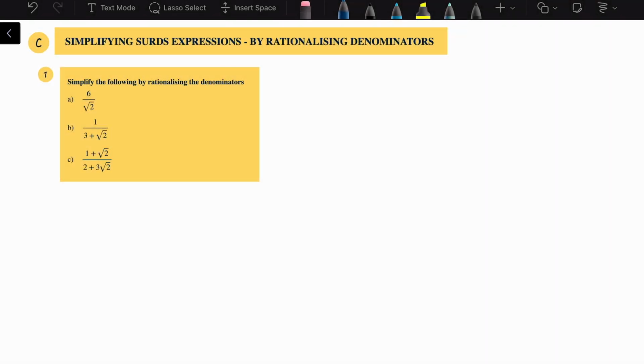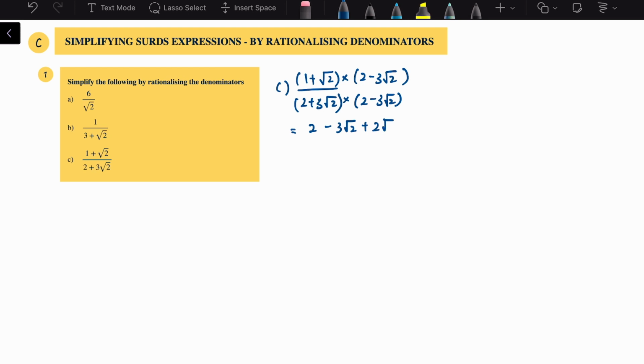Now, in part C, we are going to apply the same 3 steps to rationalize the denominator in this fraction. Firstly, we introduce the conjugate surd, which is 2 minus 3 root 2 on the top and bottom of the fraction. Multiply them together and remember to include a bracket. Thirdly, expand the numerator term by term. This will give us 2 minus 3 root 2 plus 2 root 2 minus 3 and 2.